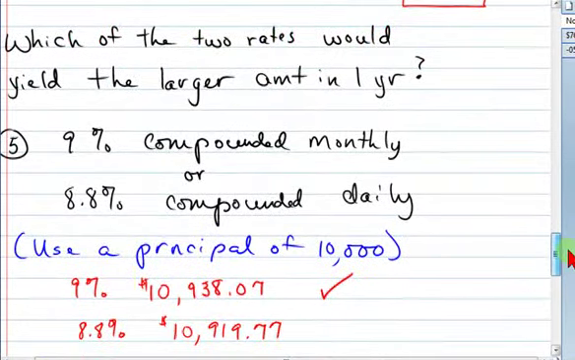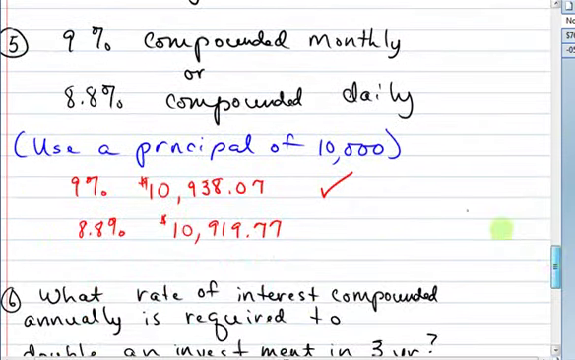Now, this last one, which of the two rates would yield a larger amount in 1 year? 9% compounded monthly or 8.8% compounded daily? You're going to use a principal of 10,000. So you just do both of these in the formula and see which one gives you the best rate. And you should get 9%. It should give you this amount. Okay, so you're just trying those and making sure.